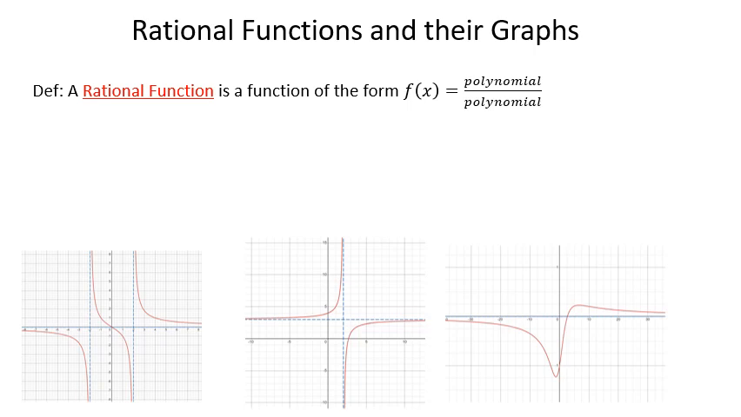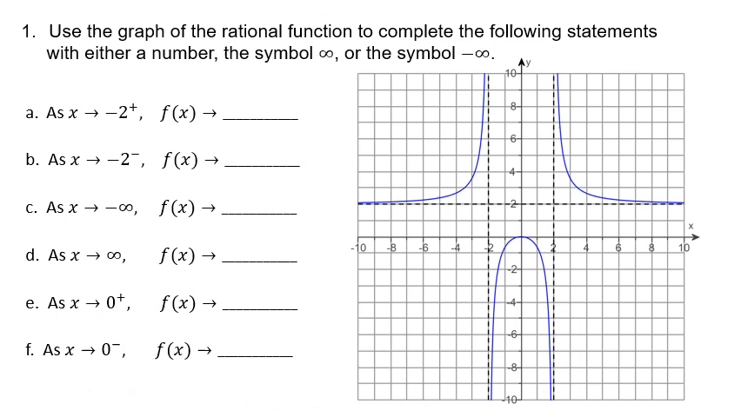Hi everyone, and welcome to my continuation of the video on rational functions and their graphs. In the previous video, part 1 of this video, we talked about the definition of a rational function. It's a function in the form of a fraction where that fraction is made up of a polynomial over a polynomial. We did a couple problems involving the end behavior, the behavior around asymptotes, the behavior around points.